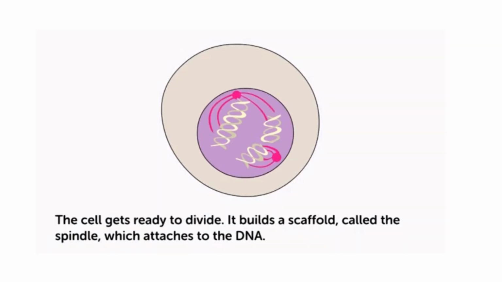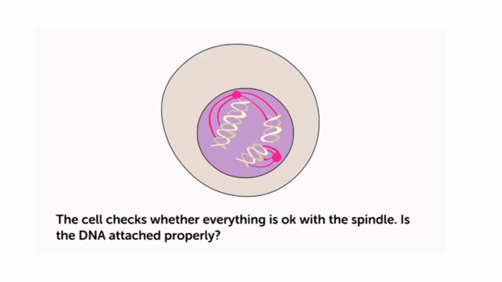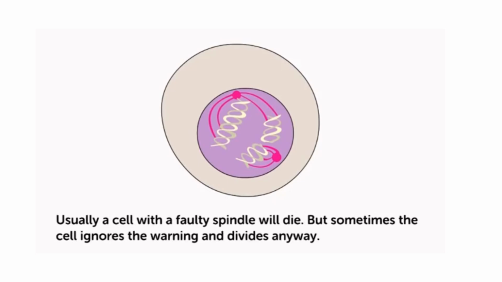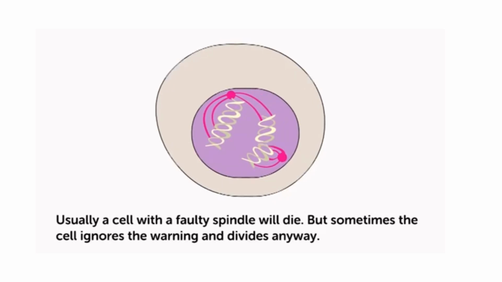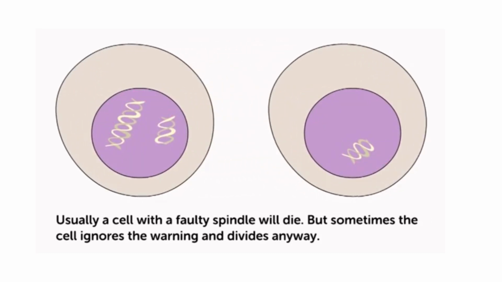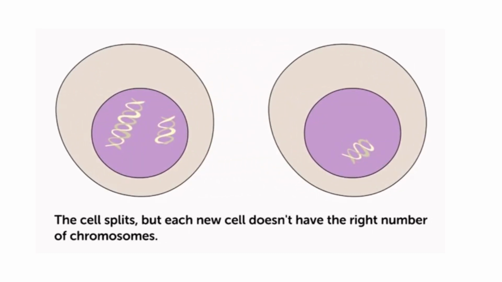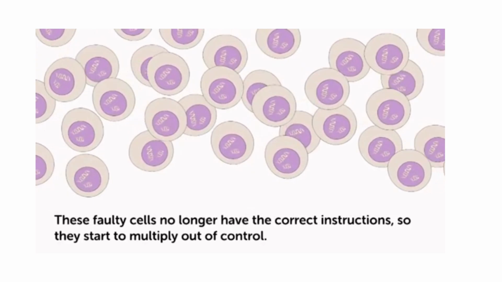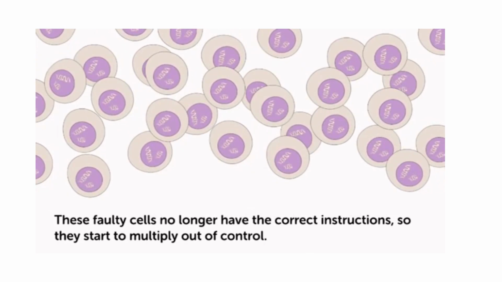The cell gets ready to divide and builds a scaffold called a spindle, which attaches to the DNA. The cell checks again that everything is okay. Is the DNA attached properly? Here you can see that part of the damaged DNA is attached to the wrong spindle. Usually, a cell with a faulty spindle will die, but sometimes the cell ignores the warning and divides anyway. The cell splits, but each new cell doesn't have the right number of chromosomes. So some cells don't have the correct number of genes, and others have extra copies. These faulty cells no longer have the correct instructions, so they start to multiply out of control.